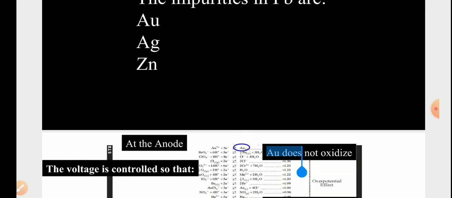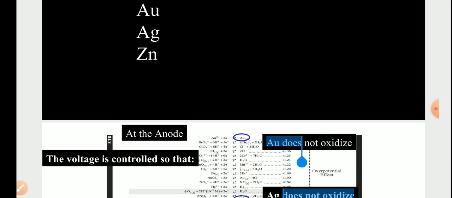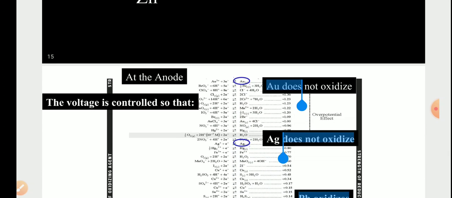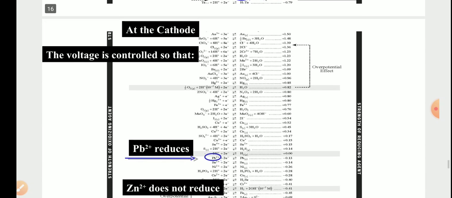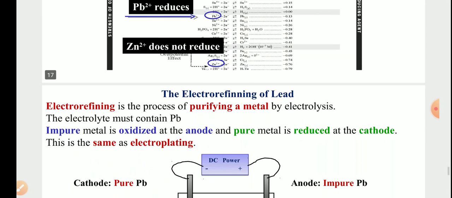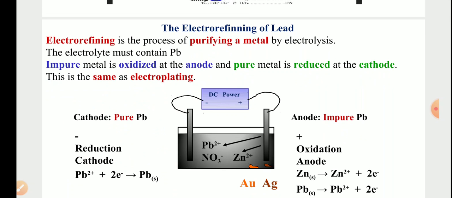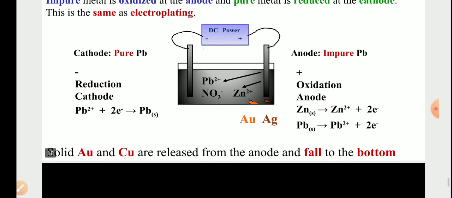In the same way, you can make pure copper, because when you try to extract copper from its ores, there is a high chance of the presence of silver and gold, because they are from the same group. But you can get pure copper by means of electrolysis. I will discuss that in detail in your metallurgy section. So here is an example of the electrorefining of lead by a diagram.